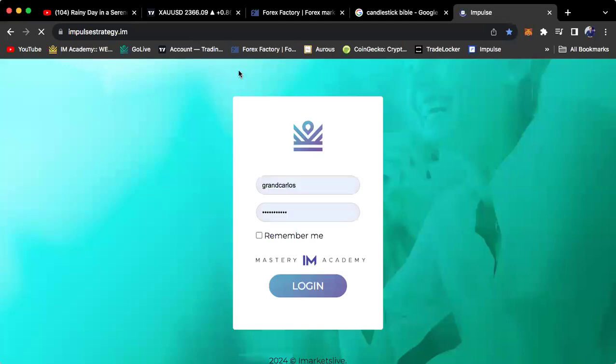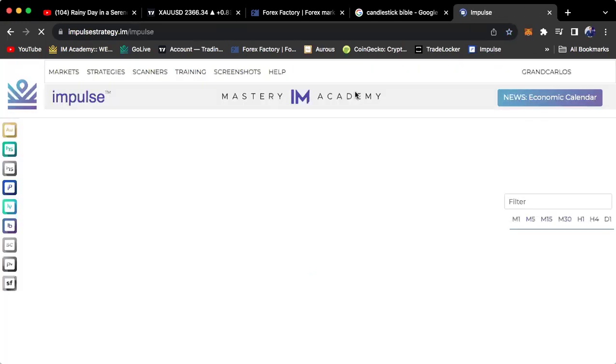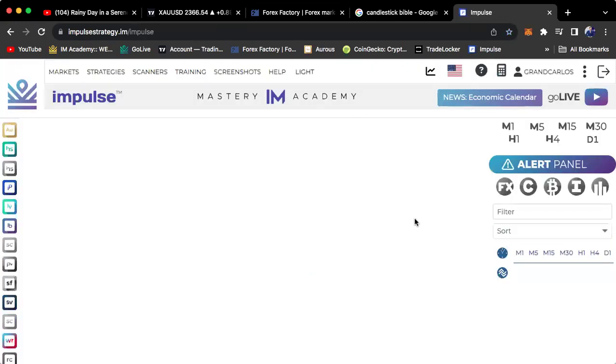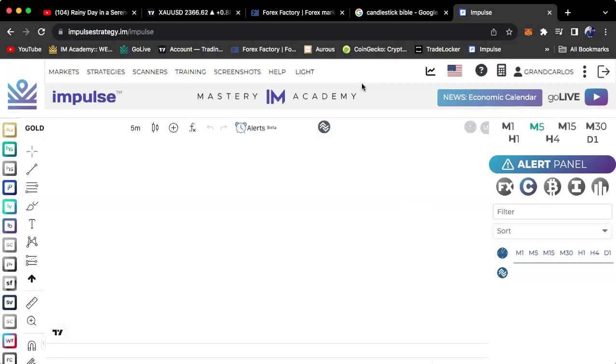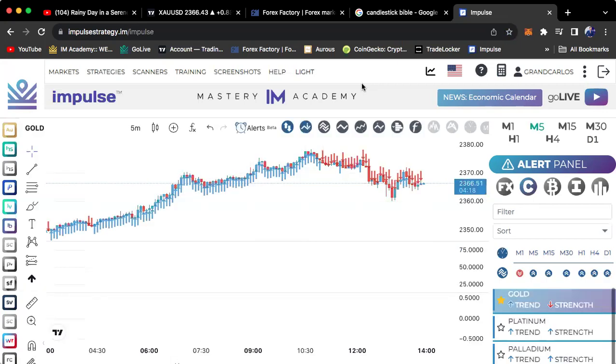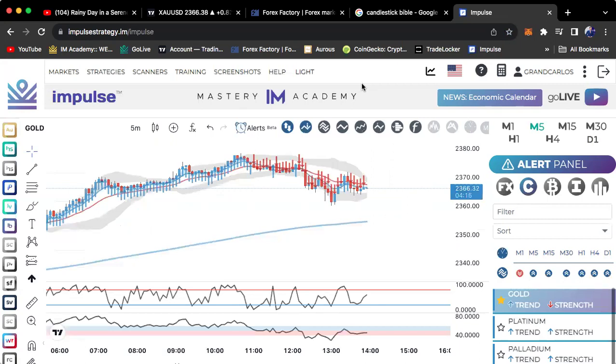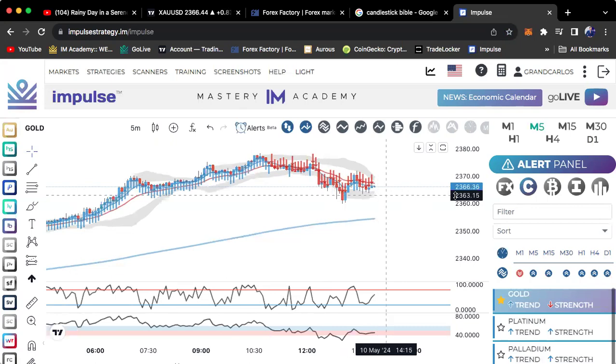So let's check out Impulse real quick to see what it tells me. Impulse will let me know the momentum of price, the price direction. It helps me follow the trend. That's the whole purpose of Impulse. It teaches you how to follow the trend, price momentum, where price is heading.